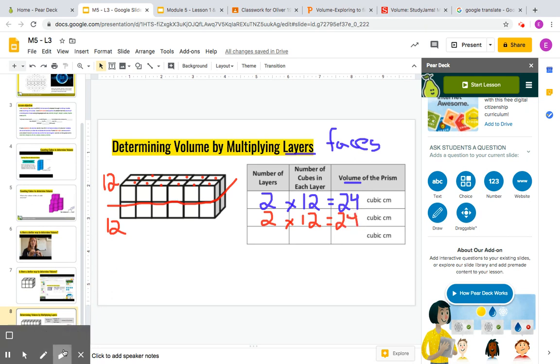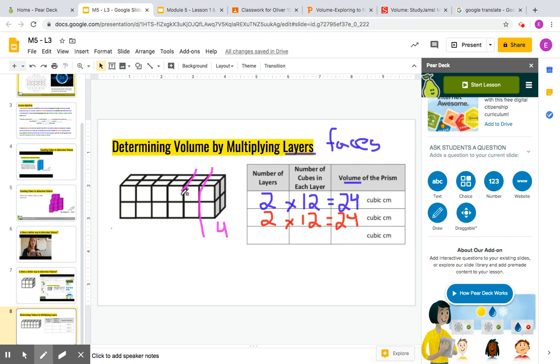Okay, so we looked at the front. We've looked at the top. Is there any other face I can see that I can look at layers for? I can look at my side face. Over here on the side, I see how many cubes. 1, 2, 3, 4. There are 4 cubes in this side.